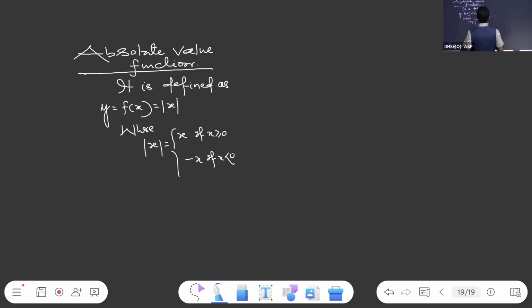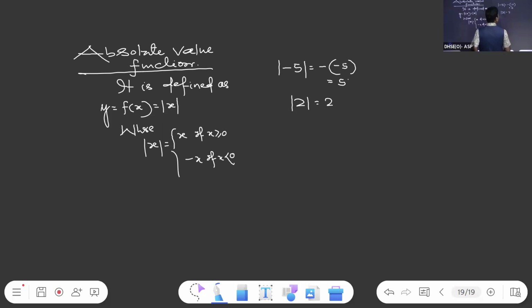Mod is known as absolute value. Okay, so mod of 5, and minus 5. Minus 5 is a negative quantity. Mod of minus 5 will be minus of minus 5, and minus of minus 5 is 5. Mod of 2, it is a positive quantity.